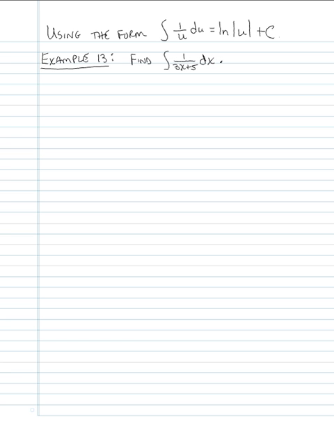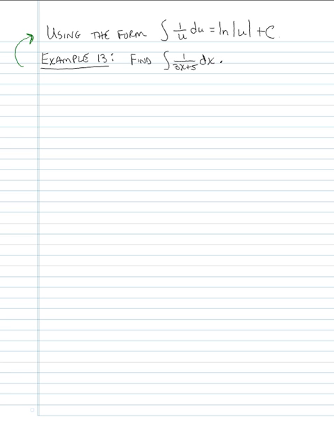Now, in this example 13, we don't have an e to a power, and we don't have parentheses with a power on it. We just have a plain old denominator. And so what I want you to remember is that we do have this other special integral. We talked about it: the integral of 1 over x with respect to x is the natural log of the absolute value of x.